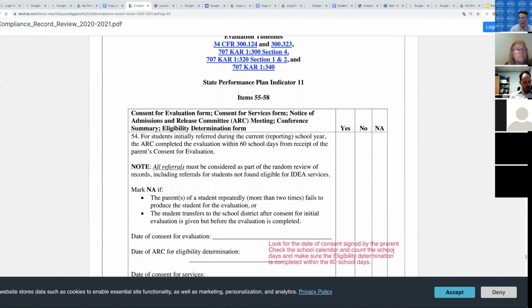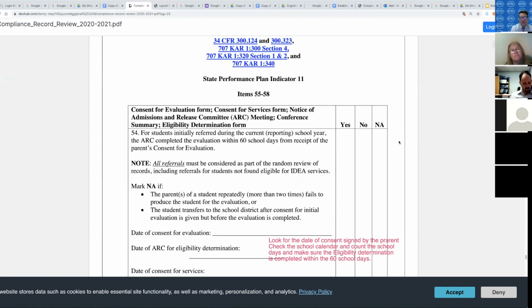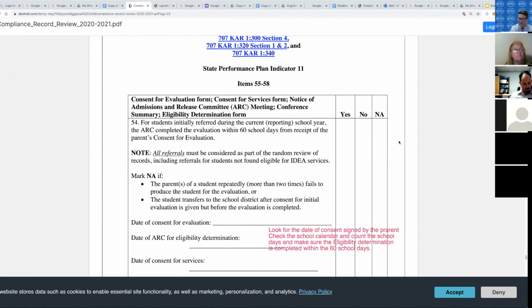All right, so now we're looking at evaluation timelines, and this gets into State Performance Plan, SPP indicator 11, another federal indicator. Okay, and we're talking about initial referrals right now. We're talking about initial placement. We're talking about initial evaluation. Okay, so we're looking at the consent for evaluation form. If we're following along, we would look to see, is this student actually placed within the timeline that they're supposed to be placed within. It's 60 school days from the time you get consent from that parent to start that evaluation.